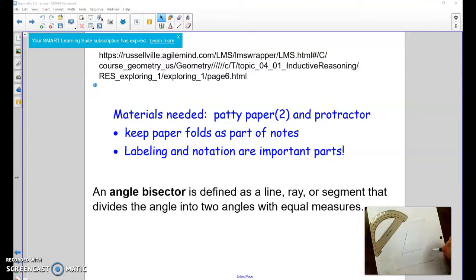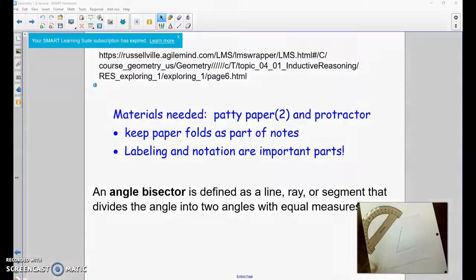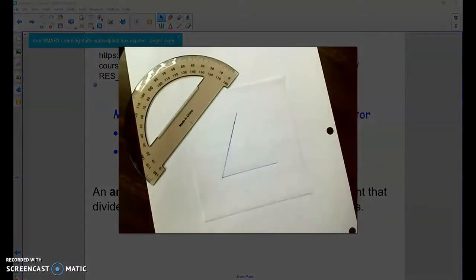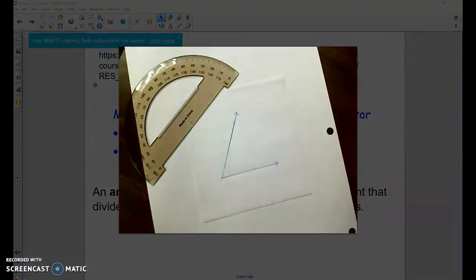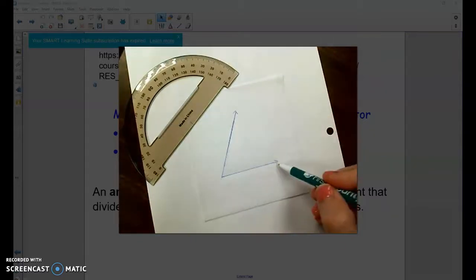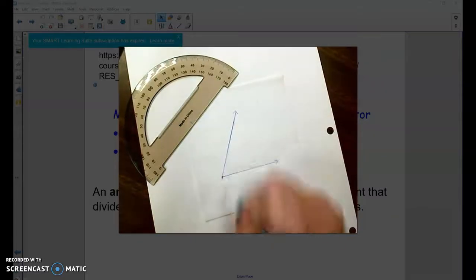Now, I always have students ask me, do I put arrows at the end or not? It doesn't make any difference. It doesn't change the angle in any way. Measuring an angle is the amount of rotation, so it has nothing to do with how long we make those sides of the angle. Now, the point where the two sides meet is called the vertex of the angle.